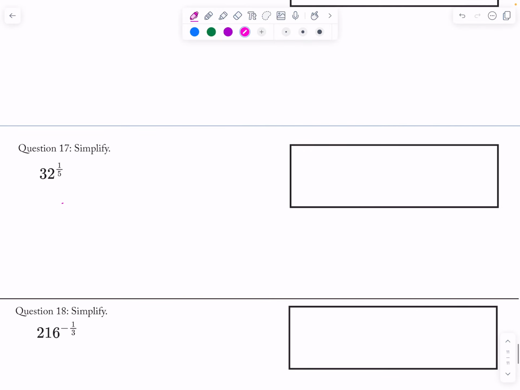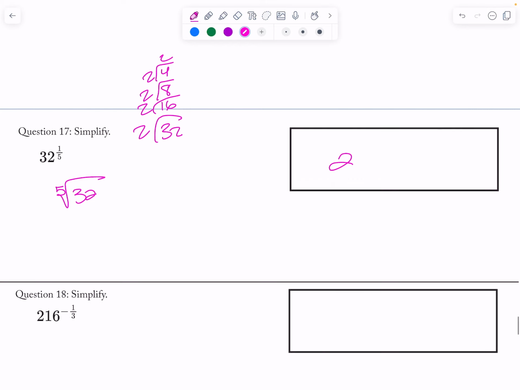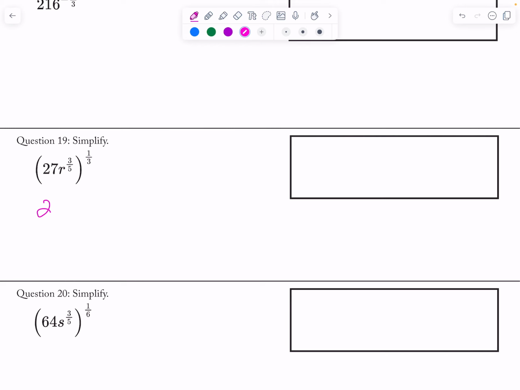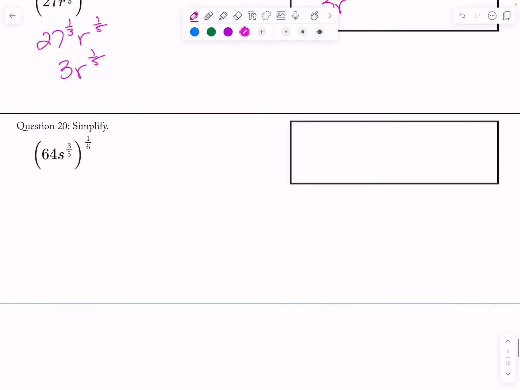Fifth root of 32. 32 divisible by 2, 16 divisible by 2, 8 divisible by 2, 4 divisible by 2, 2. So there's 5 2's, so that gives me 2. 19. So I can distribute. So this is 27 to the 1/3, and then r to the 1/5. And the cube root of 27 is 3, so this is 3r to the 1/5 power. And then that is it for all the odd number questions.